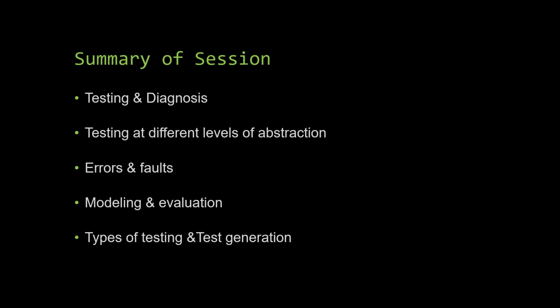Let's wind up our session with a quick summary. So far, we have discussed testing and diagnosis in digital systems. Then we discussed different levels of abstraction like logical level, register level, instruction level, and so on. Then we discussed the terminologies, errors and faults in digital systems. After that, modeling and evaluation. Then different types of testing. We discussed around 4 categories of testing. And finally, test generation in digital systems.